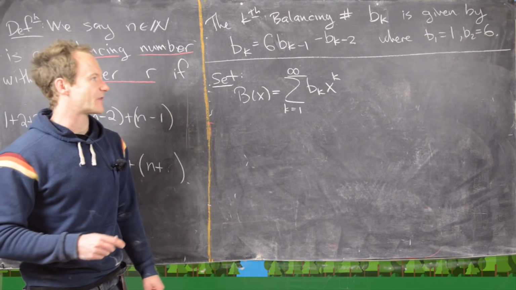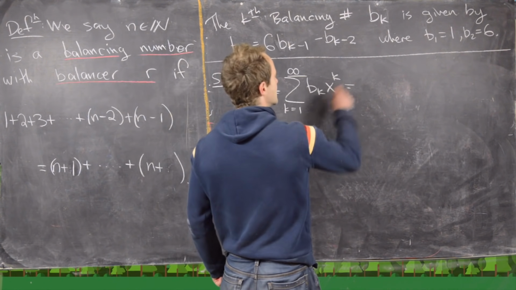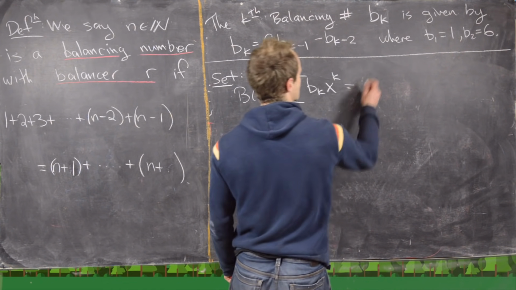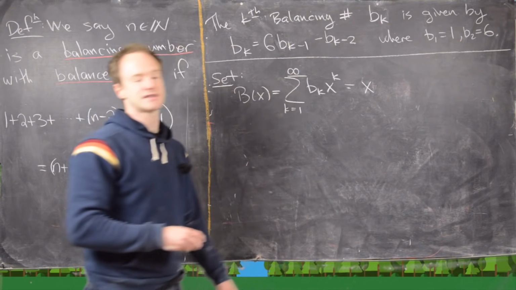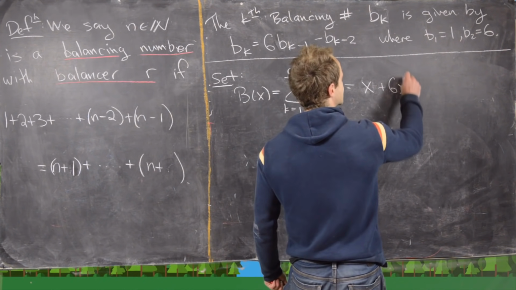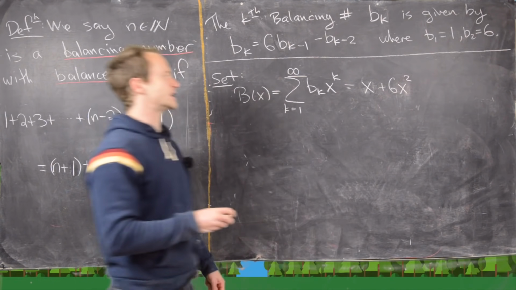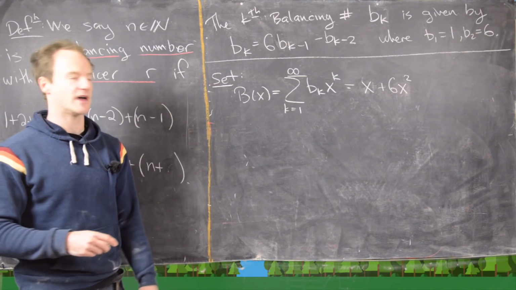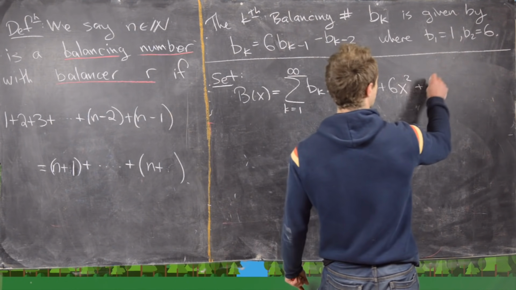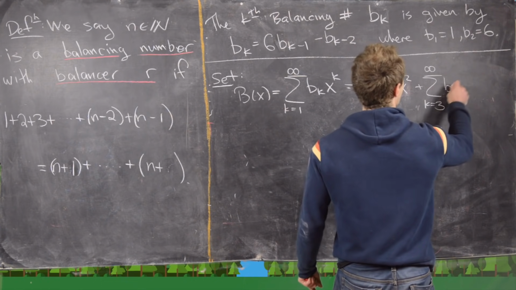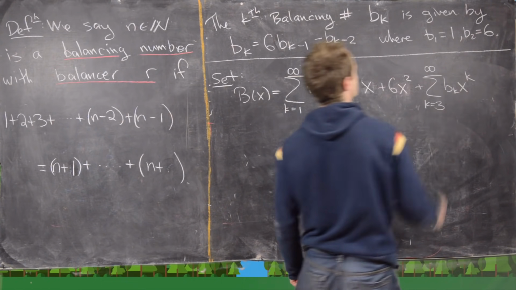So I want to take out the first two terms here. So notice the first term is going to be 1 times x to the 1. In other words, we'll have x. And then the second term will be 6x squared, and so that's because b_1 is 1 and b_2 is 6, and then that's attached to the correct power of x. And now we'll have this is plus the sum k equals 3 to infinity of b_k x to the k.